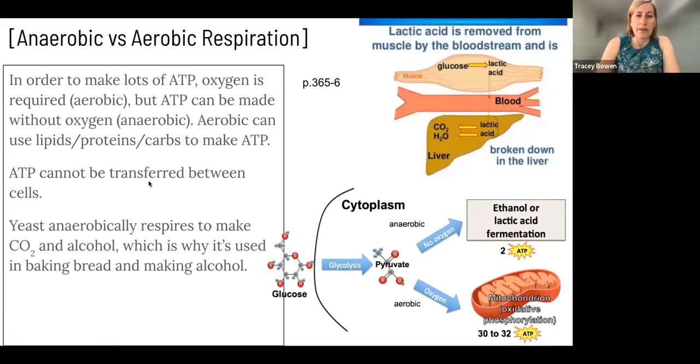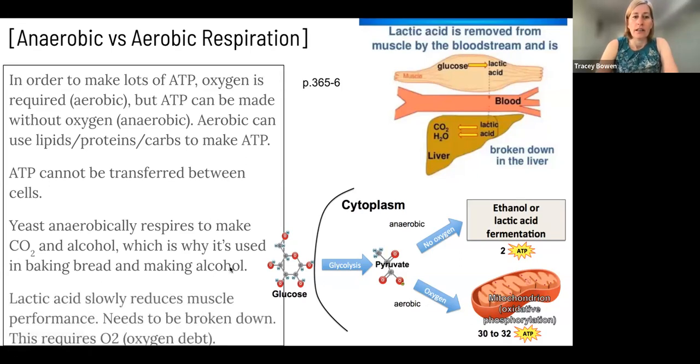Yeast anaerobically respires differently than humans do. We can both anaerobically respire, but yeast, you'll know, probably is used for making bread. It's also used for making alcohol, and it's a byproduct of this anaerobic respiration process for yeast. And so when yeast anaerobically respire, they're going to produce ethanol, which is alcohol, and carbon dioxide. And in the case of humans or mammals, they're going to produce lactic acid, which is also sometimes called lactate.